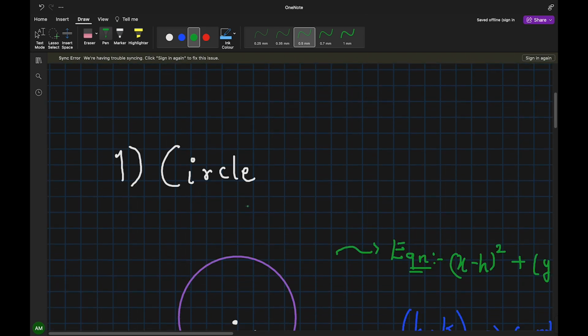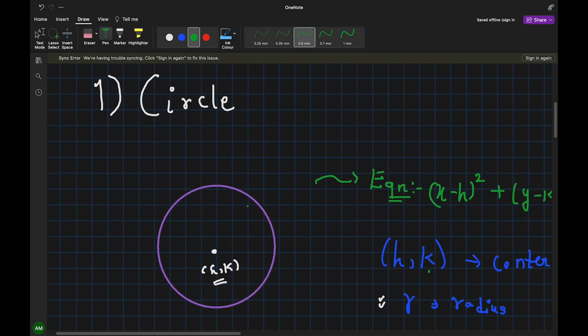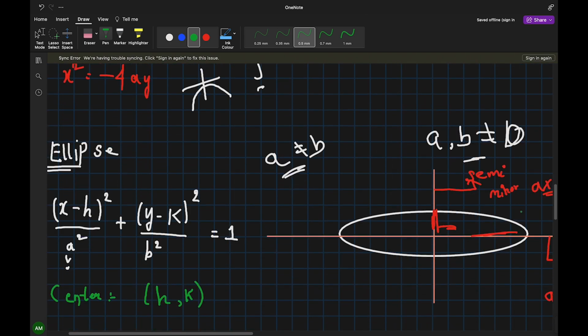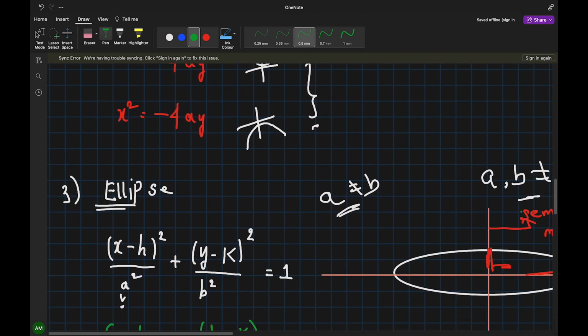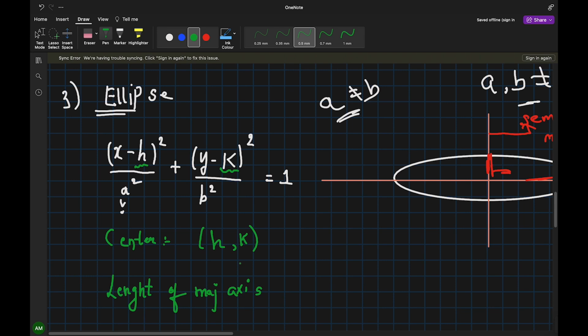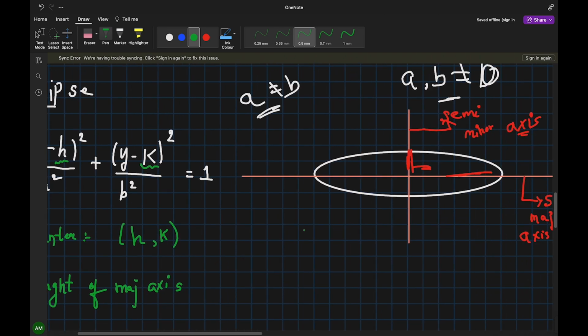See, for a circle, what was the center? h comma k. Whatever you are putting over here is itself the center. So here also, whatever you are going to put is the center. Clear? Now, length of major axis. What is the length of major axis? From this point to this point.